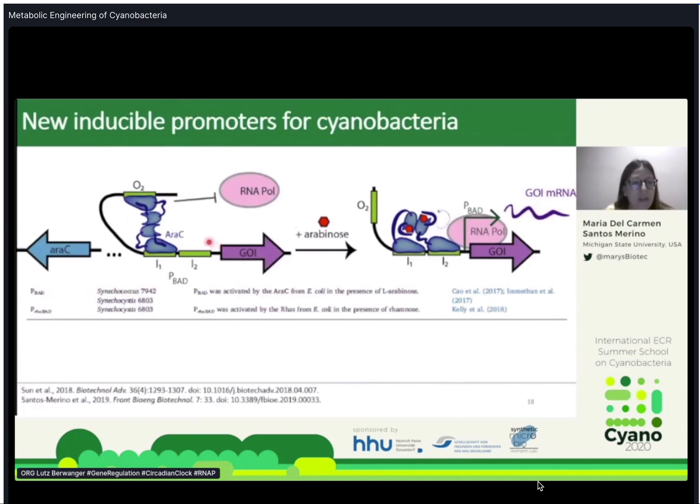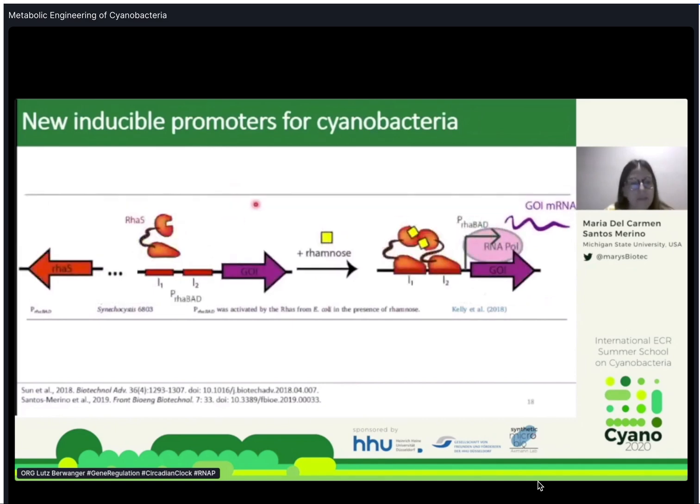In absence of arabinose, that is the inducer of this promoter, the repressor AraC is going to join to one of the regions of the promoter and to the operator, forming a secondary structure in the promoter and not allowing the RNA polymerase to join. When arabinose is present, it is going to join to the repressor AraC that is going to change or release this secondary structure because some part joins to the other region of the promoter, I2, allowing the RNA polymerase to join to the promoter and transcribe the gene of interest.